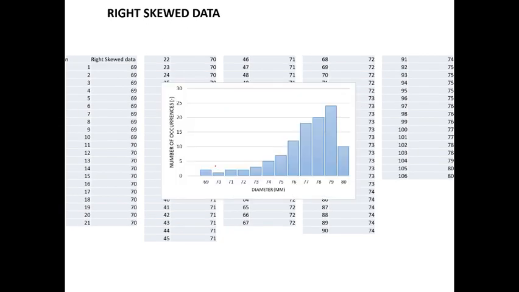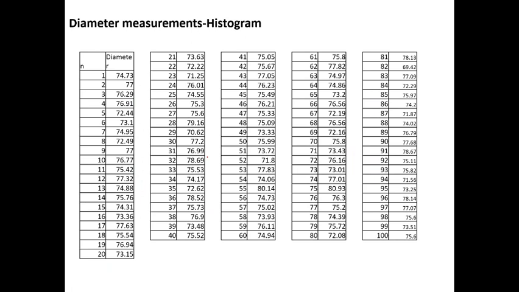For right skewed data, we did the same. Now comes the histogram. This one is another description of data.